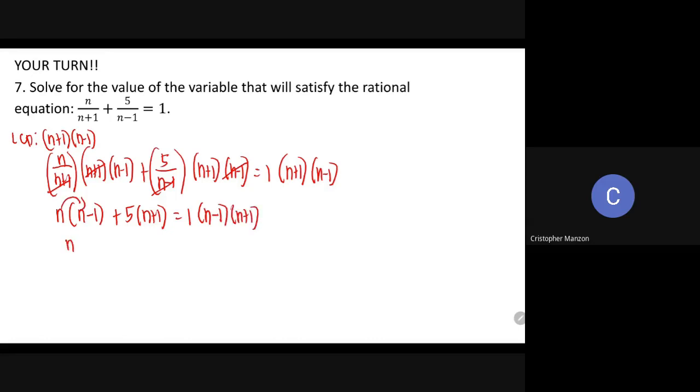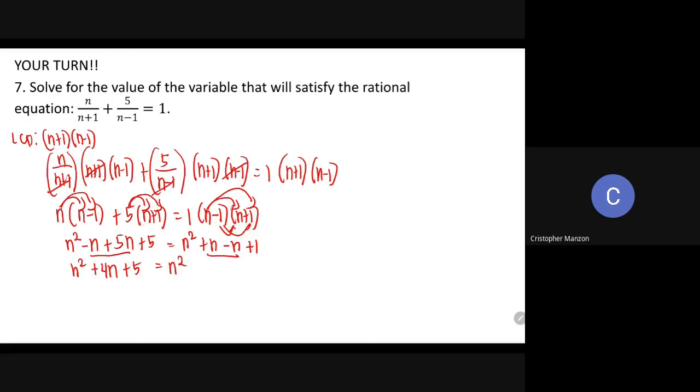So when you distribute that, that's n squared, n times negative 1, that's negative n, plus 5 times n, that's 5n, 5 times 1, that's positive 5. Ito naman, pwedeng hindi mo na ilagay yung 1 kasi same lang naman yan. So this will be n squared plus n minus n minus 1. And then, this will be n squared plus 4n plus 5 is equal to n squared. Ito ay masisira, n minus n. So minus 1 na lang siya.